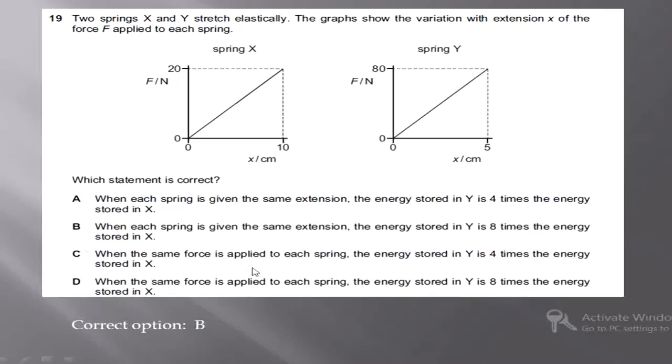Option C: when the same force is applied to each spring, the energy stored in Y is 4 times the energy stored in X. No, when the same force is applied, this doesn't hold. So option C is also incorrect. Option D: when the same force is applied to each spring, the energy stored in Y is 8 times the energy stored in X. This is incorrect because it is for the same extension that the energy stored in Y is 8 times the energy stored in X, not for the same force applied. So we are left with option B. So option B is the correct option.